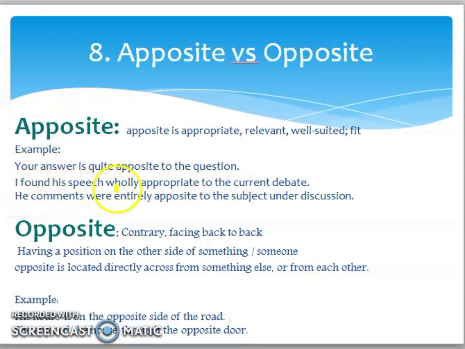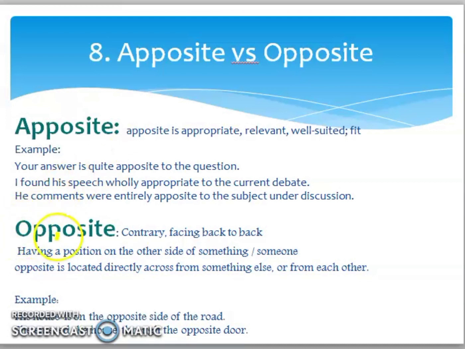I found his speech wholly appropriate to the debate. Now here we could replace appropriate with apposite. Not he comments, his comments. There is a typing mistake, so I ask pardon for it. His comments were entirely apposite to the subject under discussion. So apposite means completely appropriate, relevant, well-suited.